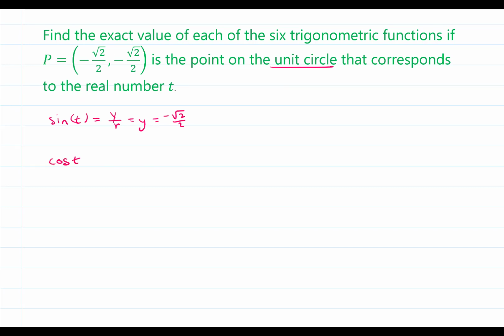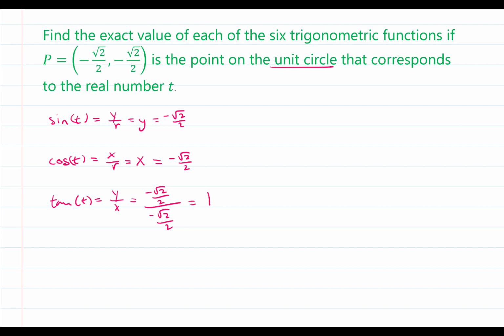Cosine of angle t, likewise, is going to be x over r, but because this is the unit circle, it's just equal to x, which is equal to negative square root of 2 over 2. Tangent of angle t is equal to y over x, which is equal to negative square root of 2 over 2 over negative square root of 2 over 2. Now, because those two ratios are identical, we know that the ratio of the y-coordinate and x-coordinate in this case will be a value of 1.